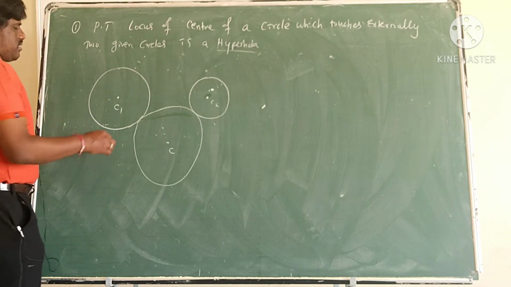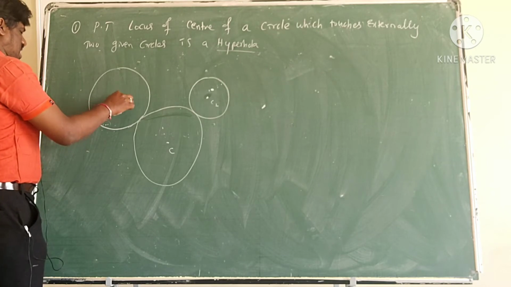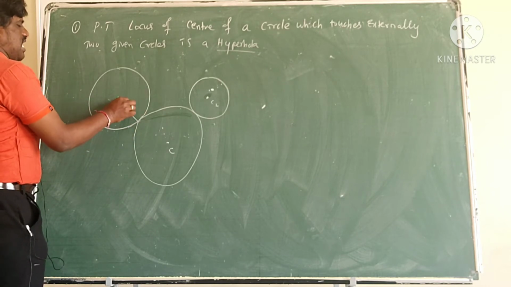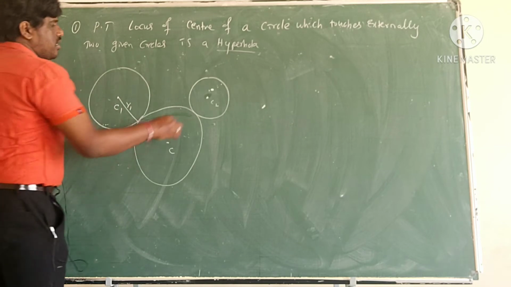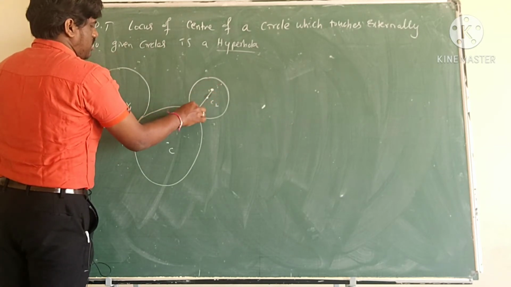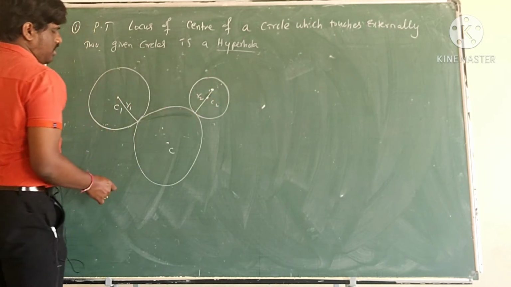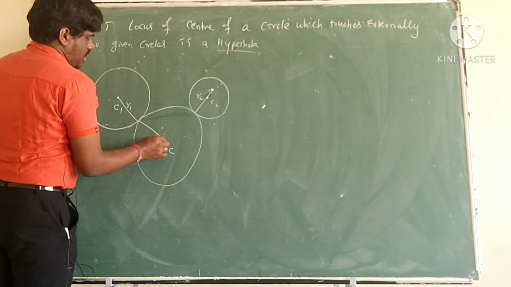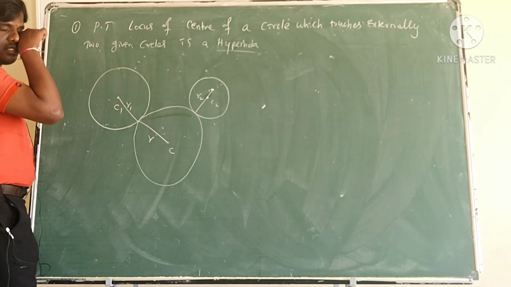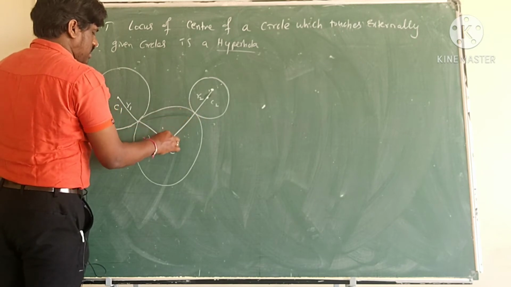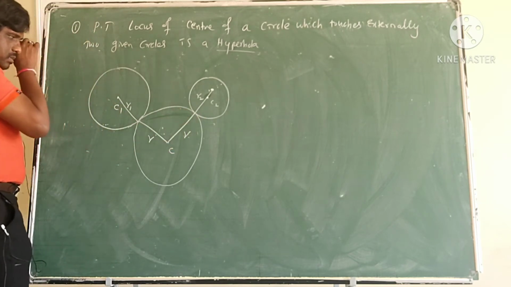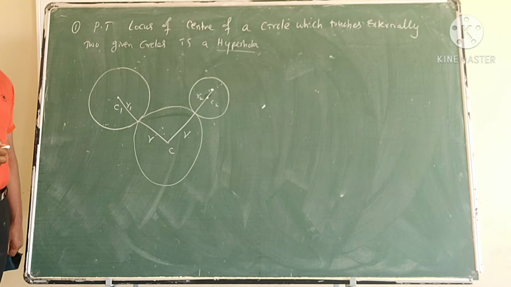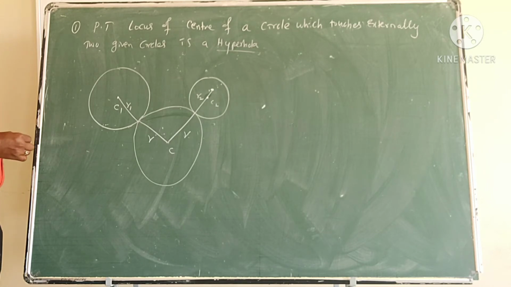It's a simple thing. Let us take R1 as the radius of the first circle where it is touching, R2 as the radius of the second circle, and the radius of the circle touching both is R. Are you getting it? So what is the difference between C minus C1?